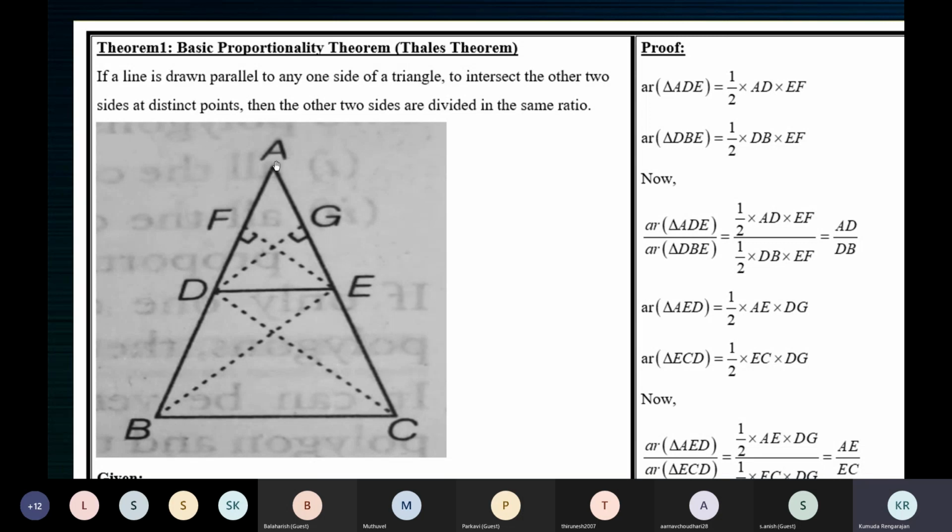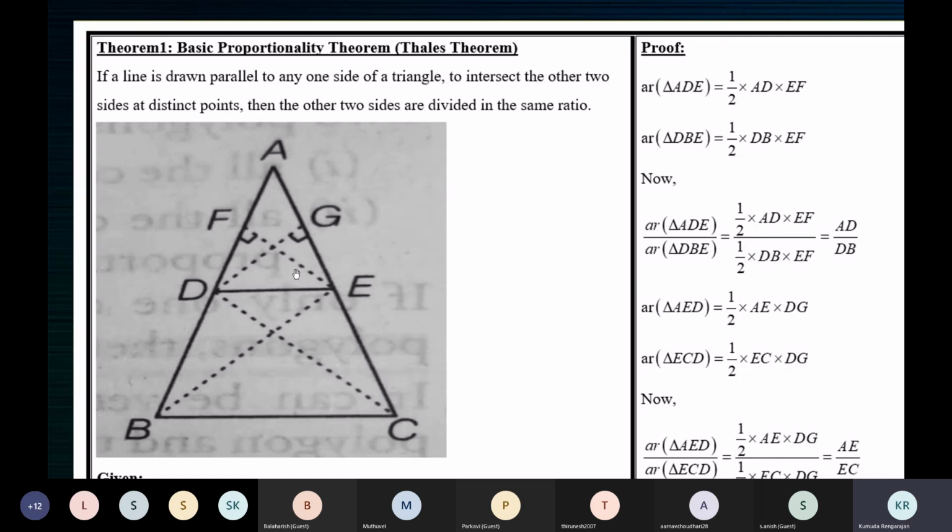Now whenever you have a triangle like this, children, AEB, DE divides it into two smaller triangles. This is the whole triangle AEB, and DE divides it into two smaller triangles, ADE and DBE. That's what we have taken up here: ADE and DBE.